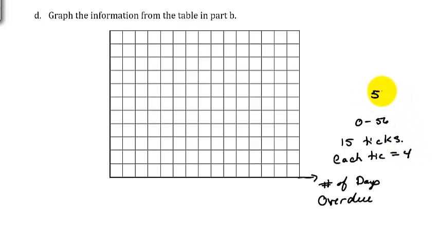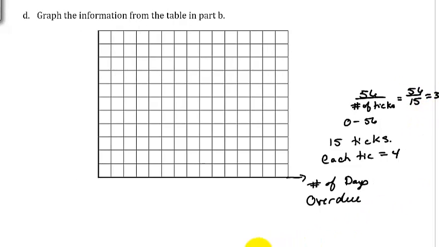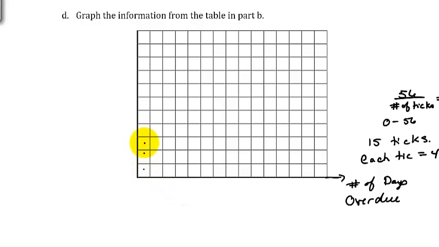And so what I like to do is take the spread, which is 56, and then divide by the number of ticks. In this case, 56 divided by 15, and we got about 3.7. And then you pick some number bigger than that that works really well with your data. So here I have 1, 2, 3, 4, 5, 6, 7, 8, 9, 10, 11 tick marks.